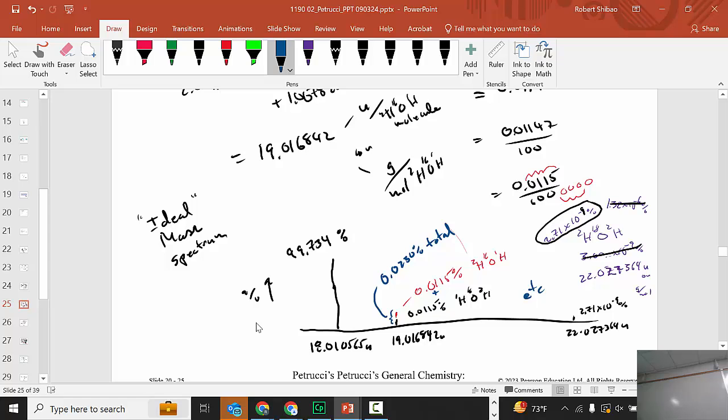All right. Then at a slightly heavier mass, this is 18. At a slightly heavier mass, we're going to have 19.016842 U. And we'll get a small peak, this black one here. That small peak, the black one, is going to be 0.0115%. And so we're going to have 0.0115% H1O16 H2. Did I do that right, or did I get it backwards?